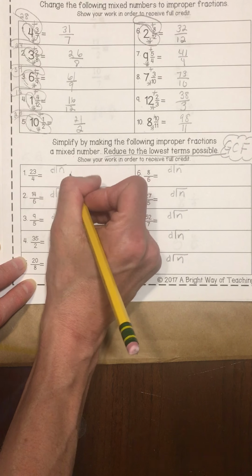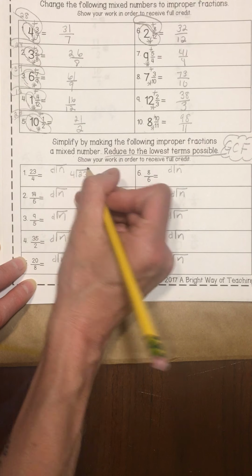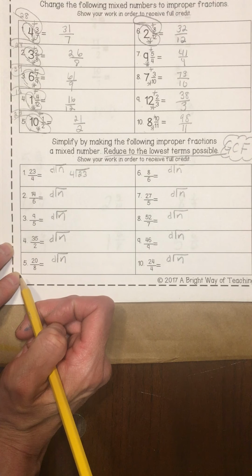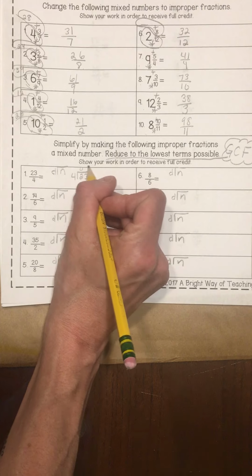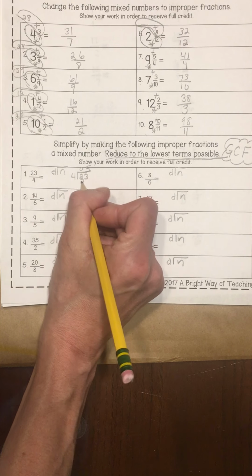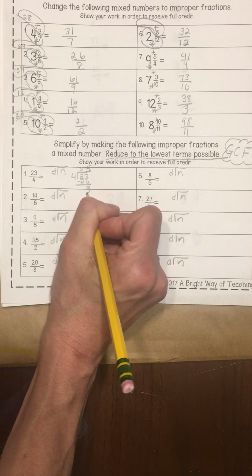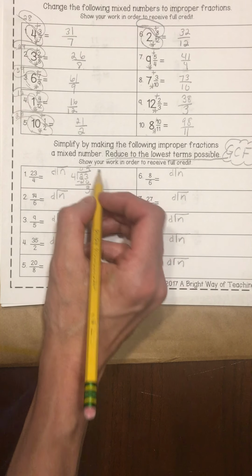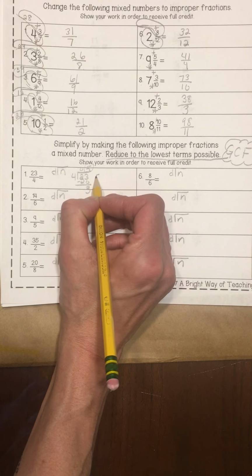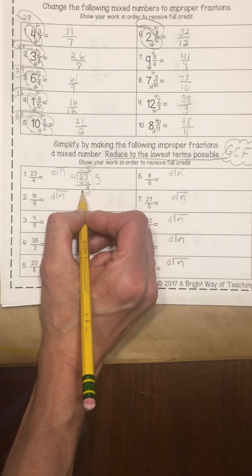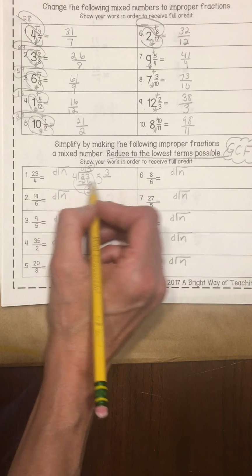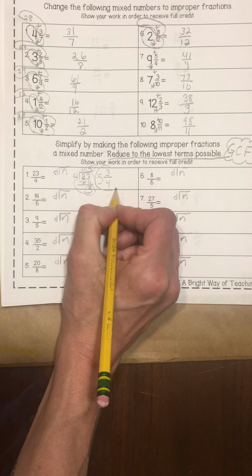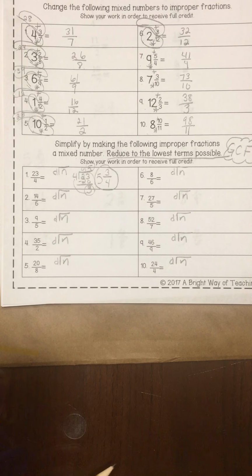So 4 into 23. How many times can 4 go into 23 without going over? And it is going to be 5. So my whole amount is 5. My numerator, what I'm left counting, what's left over, is 3. And my denominator stays the same. So it's 5 3/4. This is in smallest terms, so I don't need to simplify with the GCF.